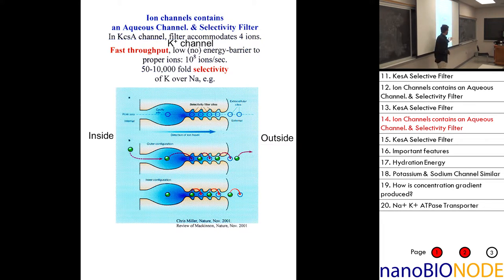Also, notice that there are 4 sites. Each one, when it has a potassium ion, is a plus charge. So one goes here, another one goes here. The reason that another one will want to come in and this one will go out is because they're all positive ions. So the fact that you have multiple sites is good.